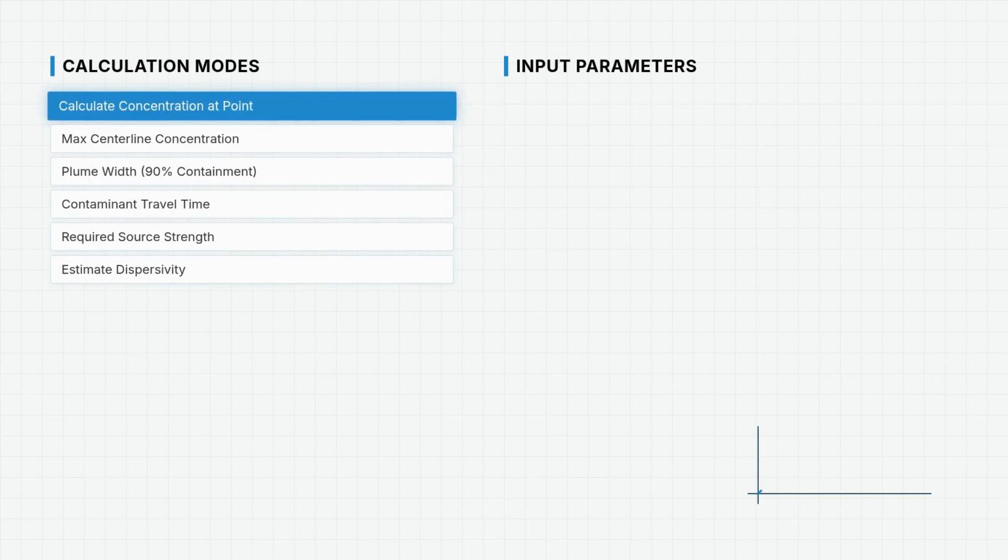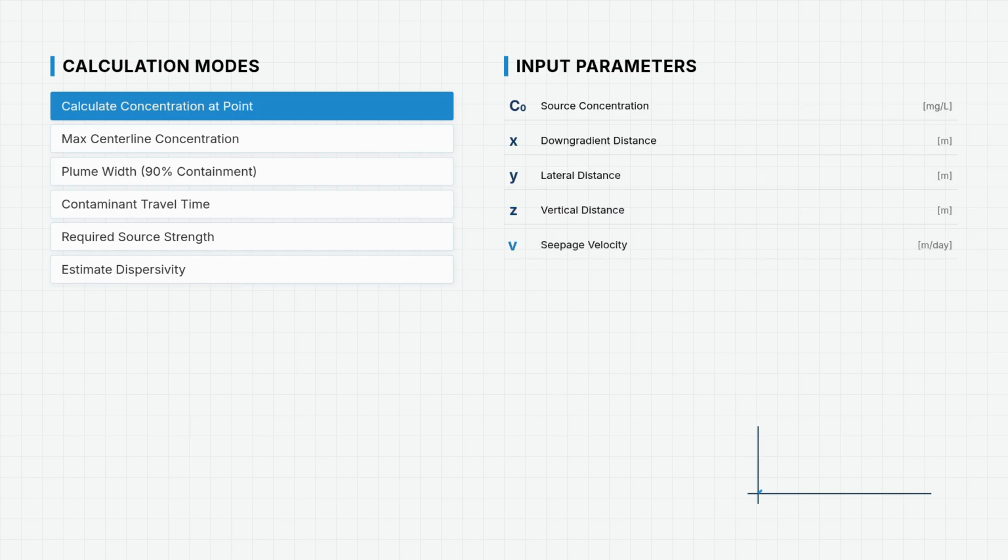Calculate concentration at point, calculate maximum centerline concentration, calculate plume width at 90% containment, calculate contaminant travel time, calculate required source strength, or estimate dispersivity from distance. We'll use calculate concentration at point.